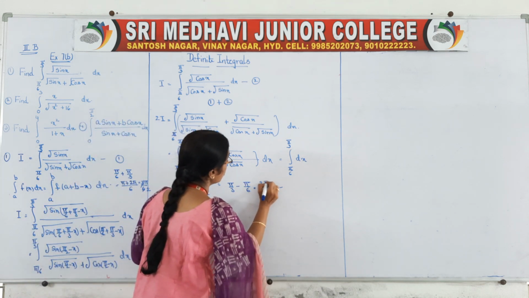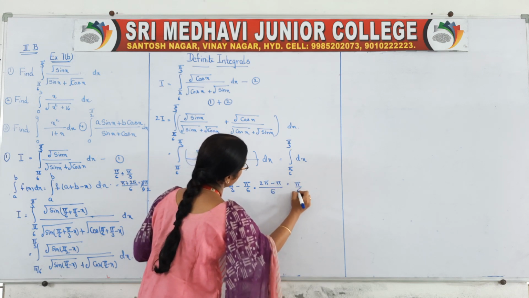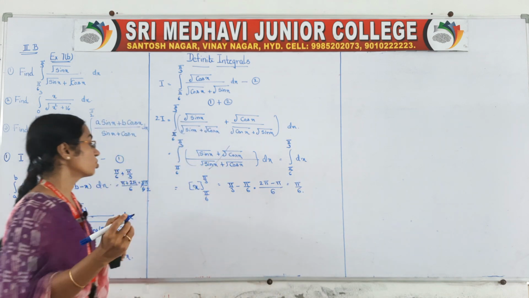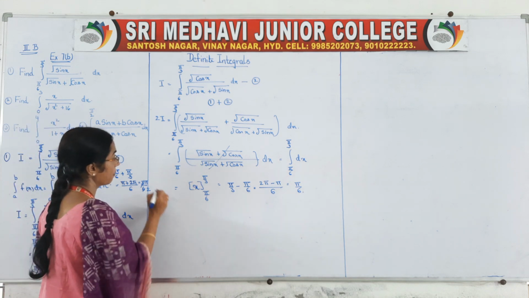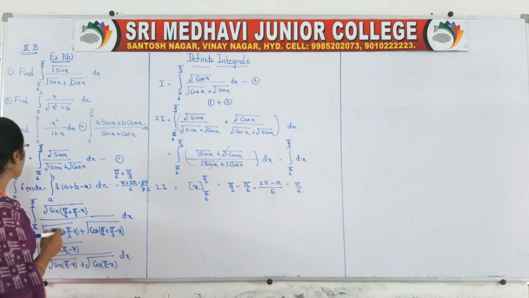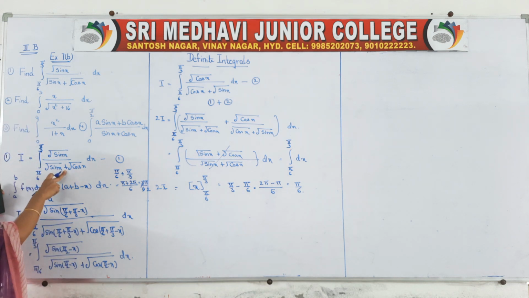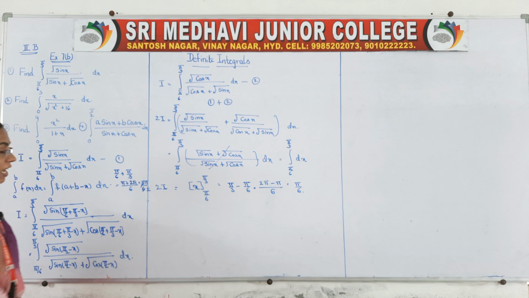So, 2π minus π is equal to π by 6. So, 2i is equal to π by 6, but we want the I value. Why the I value? We have taken the question as I in the beginning. I is equal to this one. So, our question is I. So, at the end, we have to get the I value.